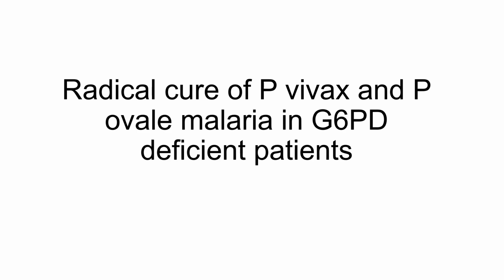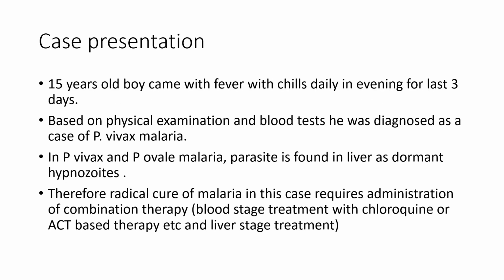Today I will discuss radical cure of P. vivax and P. ovale malaria in G6PD deficient patients. First I'll present a case. A 15 year old boy came with fever with chills, an intermittent fever daily in the evening for the last 3 days. Based on physical examination, history and blood test, he was diagnosed as a case of P. vivax malaria.